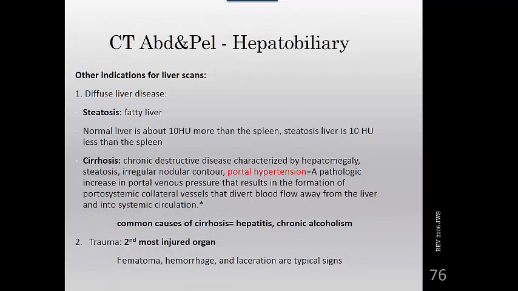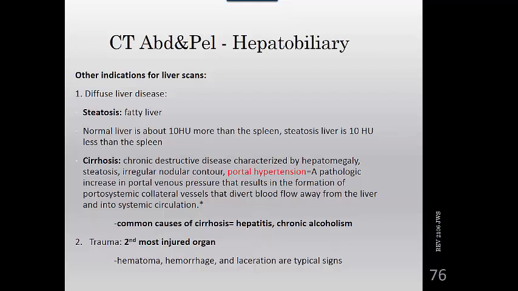Other indications for liver scans include diffuse liver disease such as fatty liver or steatosis, like we talked about. In steatosis, the liver will appear darker than normal. The normal liver has a Hounsfield unit attenuation of about 10 Hounsfield units more than the spleen. But in the steatosis liver, there's going to be about 10 Hounsfield units less than the spleen.